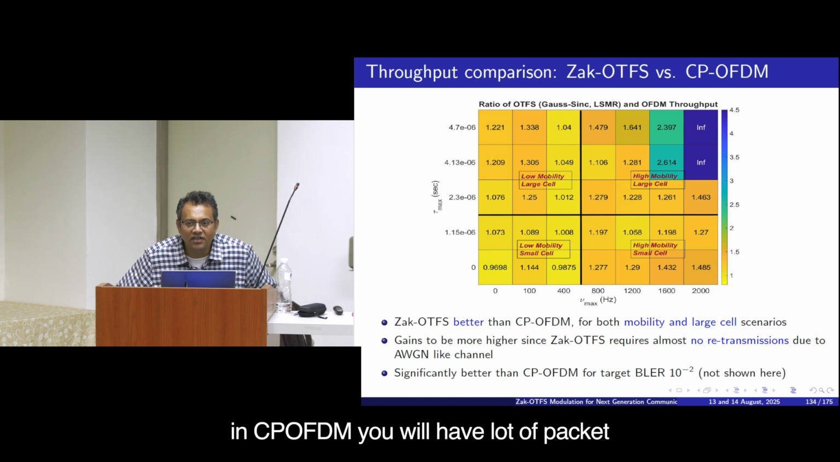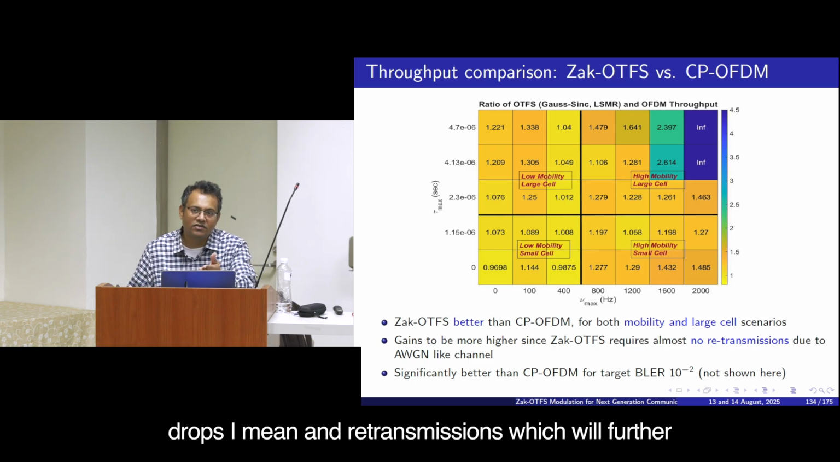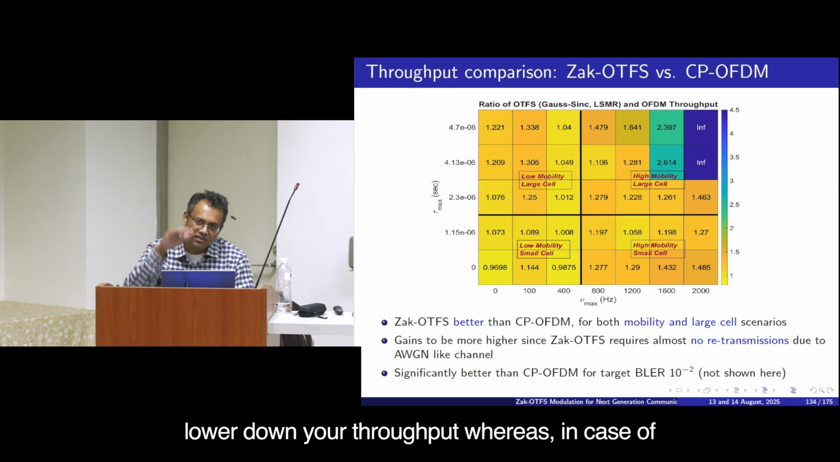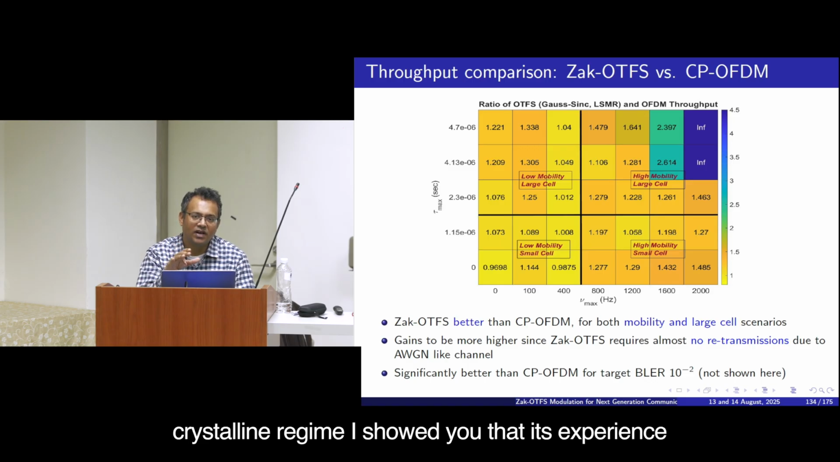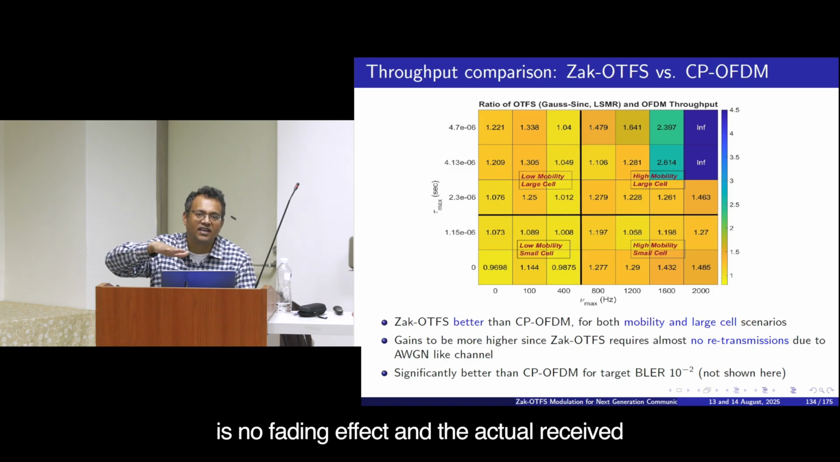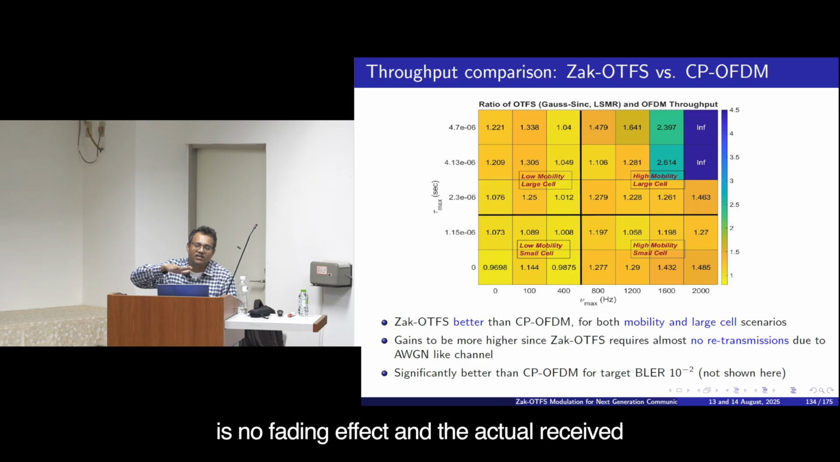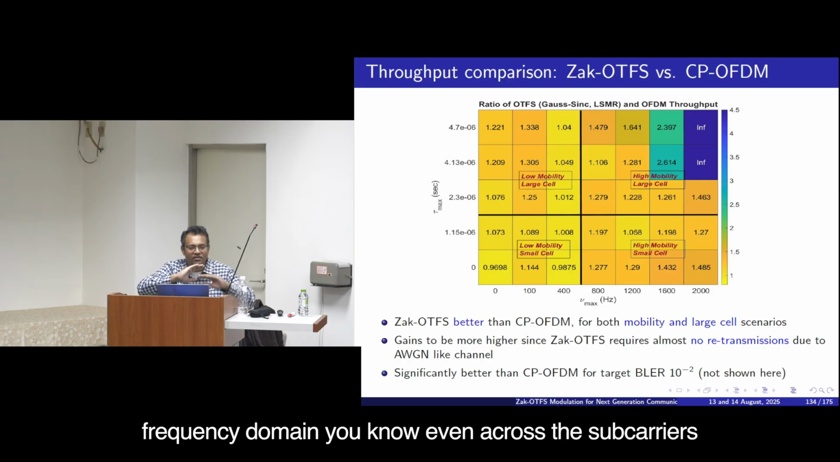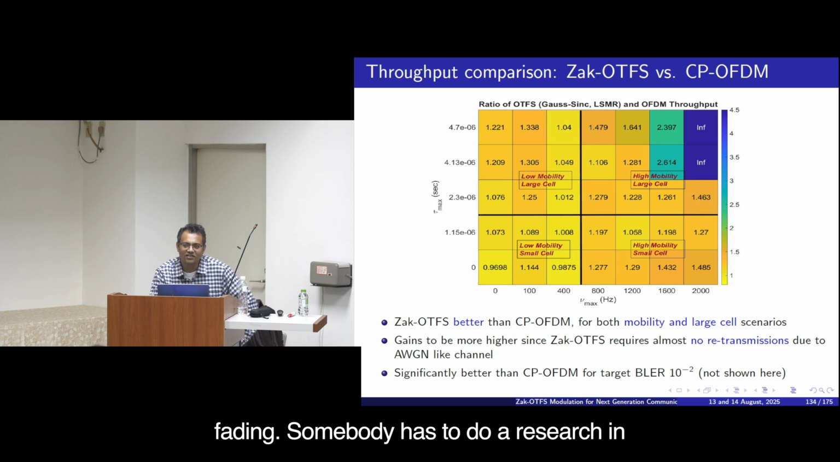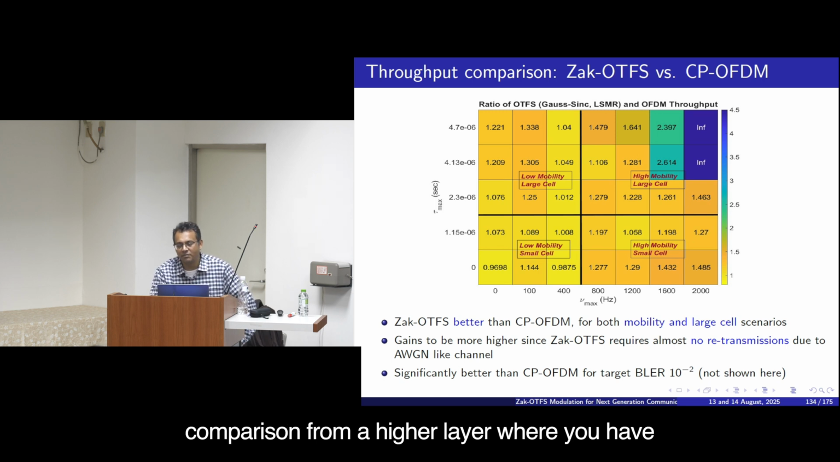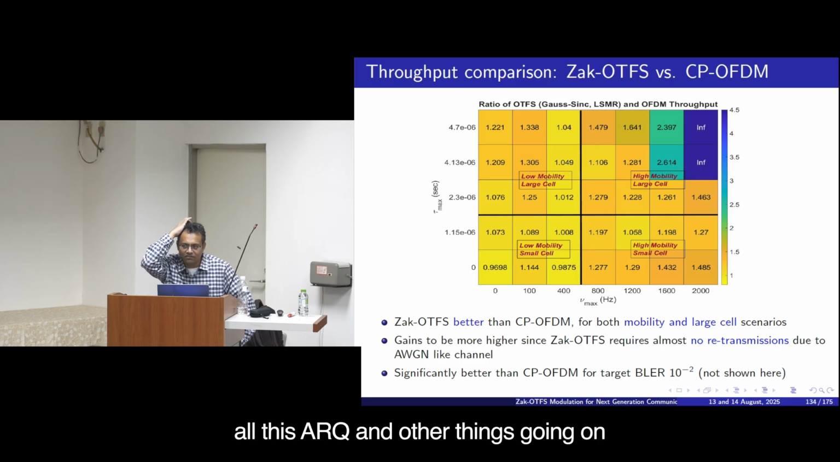I am sure in CP-OFDM you will have a lot of packet drops and retransmissions, which will further lower your throughput. Whereas in the case of OTFS, as long as it is in the crystalline regime, I showed you that it experiences no fading effect, and the actual received SNR is more or less constant. Whereas in the frequency domain, even across the subcarriers you have ups and downs, you have fading. Somebody has to do research in that direction, to do this kind of comparison from a higher layer where you have all this ARQ and other things going on.